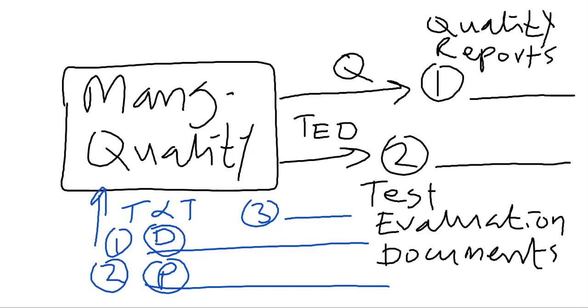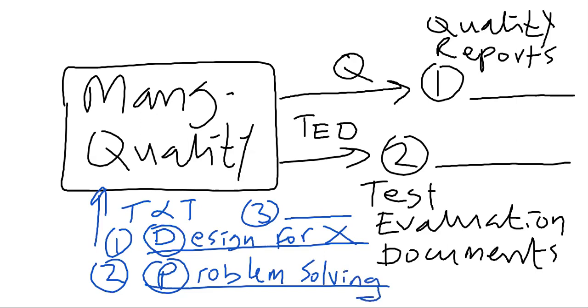All right, the first one is design for X. The second one is problem solving. And the third one, because I kind of left it open, you could have chosen audits if you were not listening to the audio. So I just type in audits here.